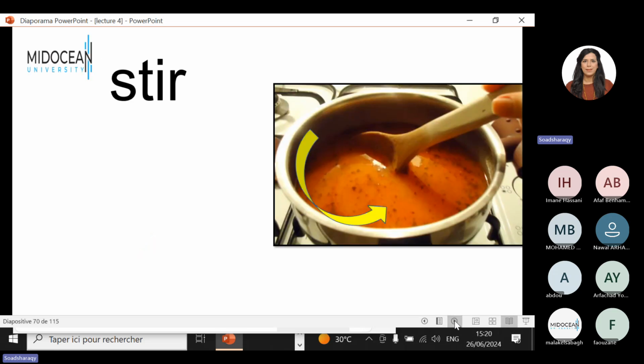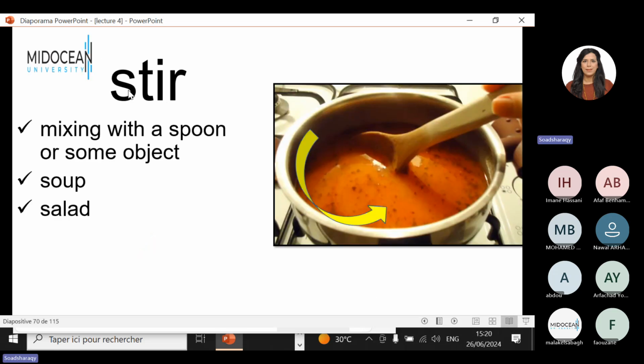The verb to stir means mixing with a spoon or some object. For example, you stir a soup or a salad, okay? You mix with a spoon, like in the photo. We mix the soup. So you are stirring the soup here.